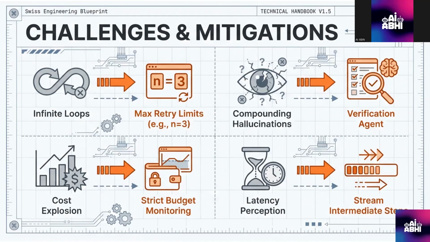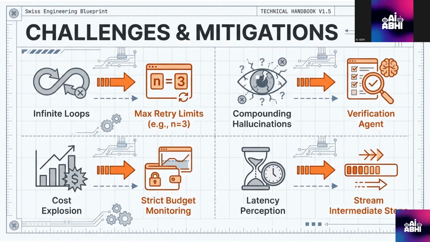Another challenge is observability. When something goes wrong in a multi-step agent, debugging is very hard. You need to log every step: what the agent thought, what it decided, what it searched, what it found, and why it looped. LangSmith and my first video on observability are your friends here.